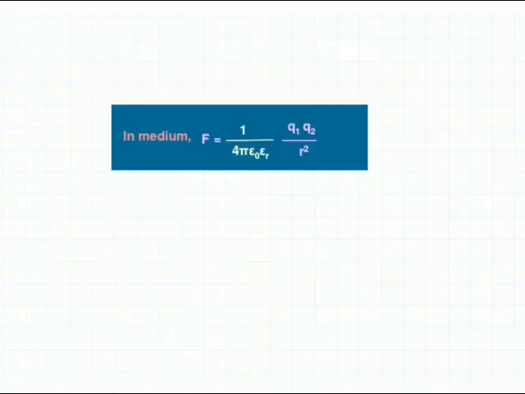Coulomb's law states that in a medium, the force F is equal to 1 by 4 pi epsilon 0 epsilon r into q1 q2 by r square. The value of 1 by 4 pi epsilon 0 is 9 into 10 raised to 9, and the value of epsilon r will be 1 for a medium like vacuum or air.